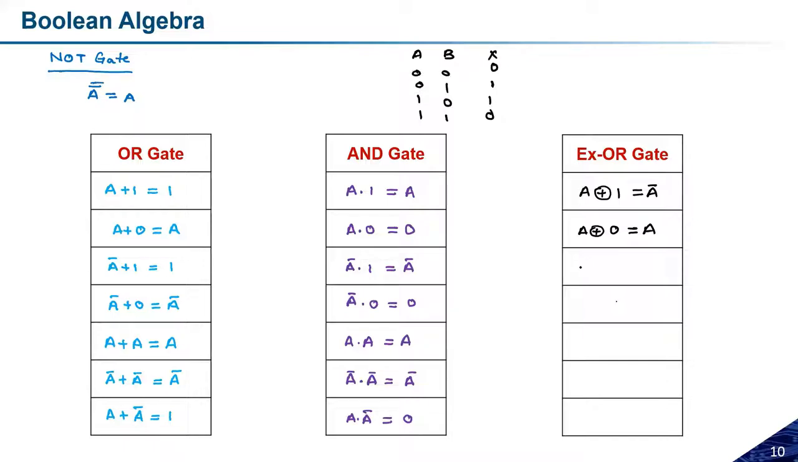Similarly, let us consider all other cases. A bar XORing of one. What will be the output? Please tell me for all these cases. A bar XORing 1? A. That will be A. What about A bar XORing 0? A bar. What about A XOR A? 0. Because we are getting the same. If both the inputs are the same, then I will get 0. A bar XOR A bar, again I will get 0. What about A XOR A bar? If both are different, then I will get 1.